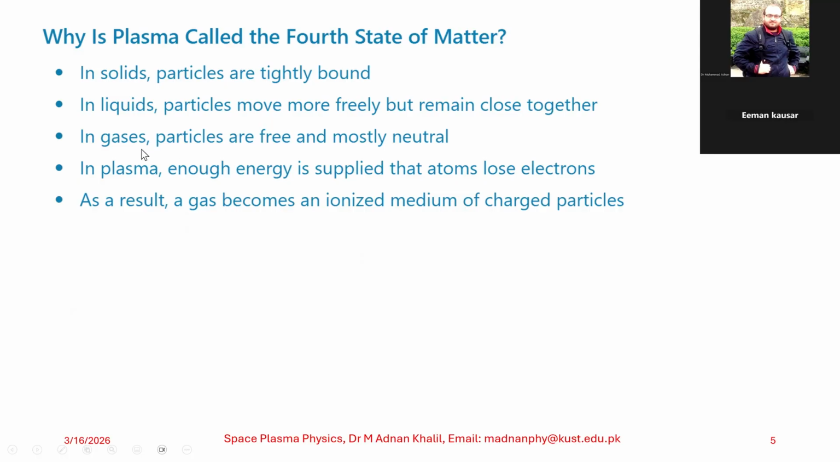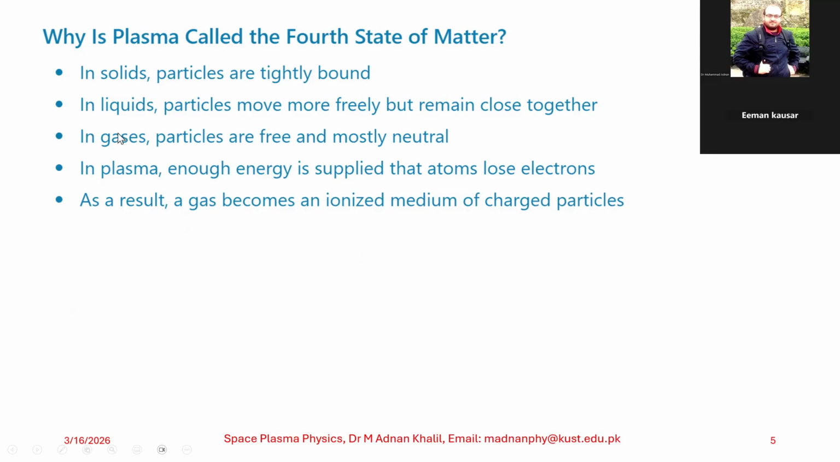In gas, particles are free and mostly neutral, but in plasma, enough energy is supplied that atoms lose electrons. So if we go from solid towards plasma, every time energy is given and some sort of bond or interaction is liberated in the form of energy, so that once we have the atomic state, or we call it a gaseous state, there the atoms are neutral and they are bound, that is, the electrons and the nucleus are bound by the Coulombic interaction.